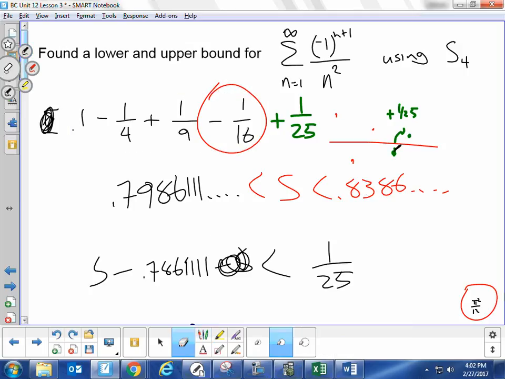Okay? That's the whole alternating series remainder theorem. And we can add this to see exactly how much we're adding and subtracting.